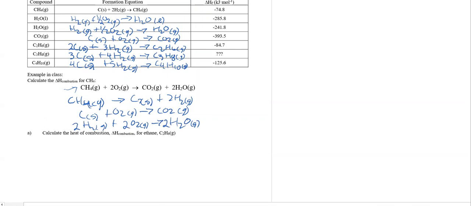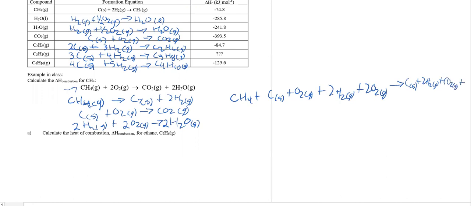So looking at this, I'm going to go ahead and write it over on this side. We have CH4 plus carbon as a solid plus O2 as a gas plus 2H2 as a gas plus 2O2 as a gas, going to carbon as a solid plus 2H2 as a gas plus CO2 plus 2 waters. And then canceling what's on both sides, our carbon cancels with our carbon, our H2 with our H2, and our O2s get combined.